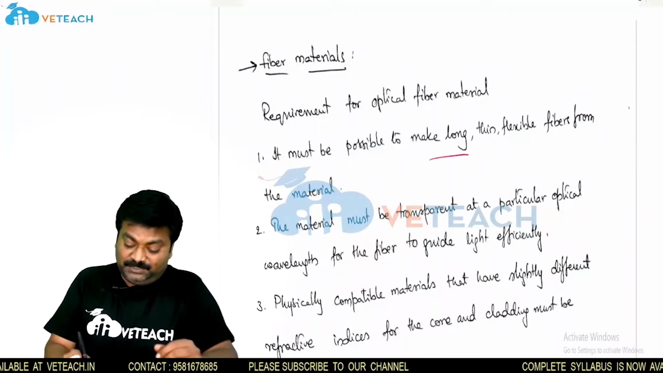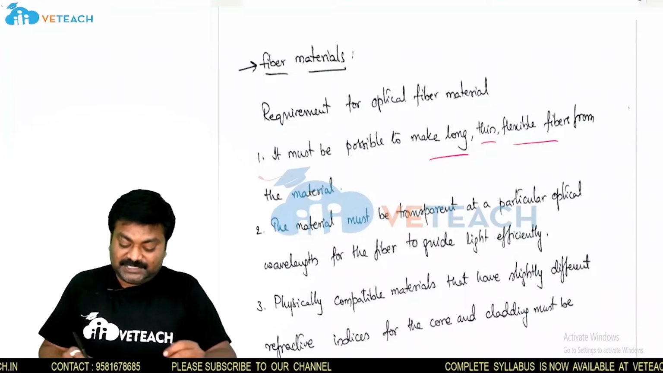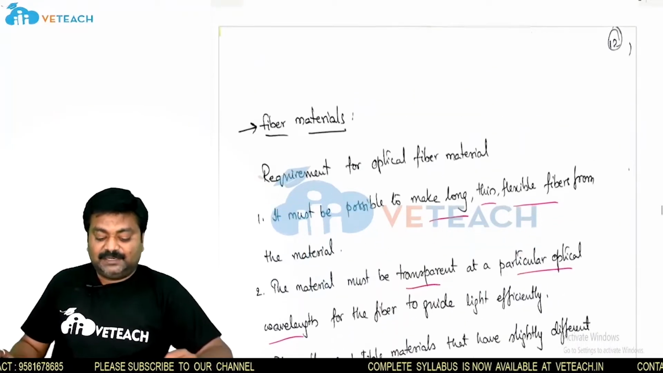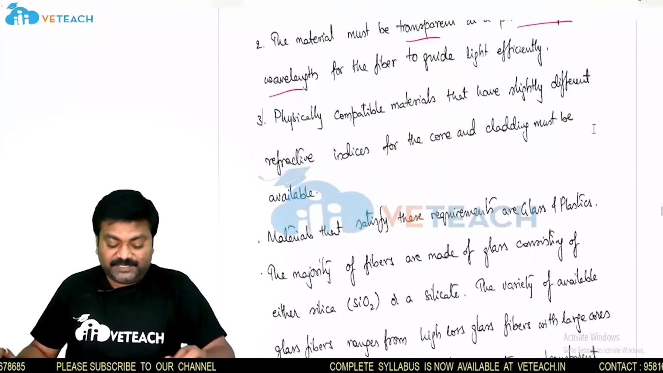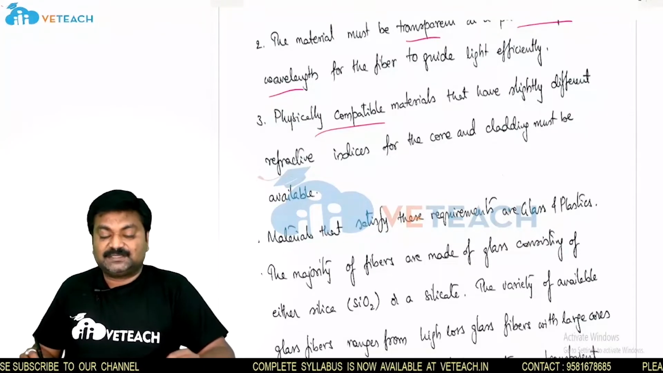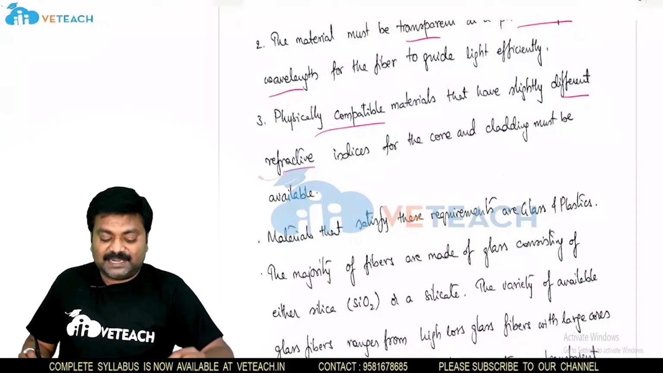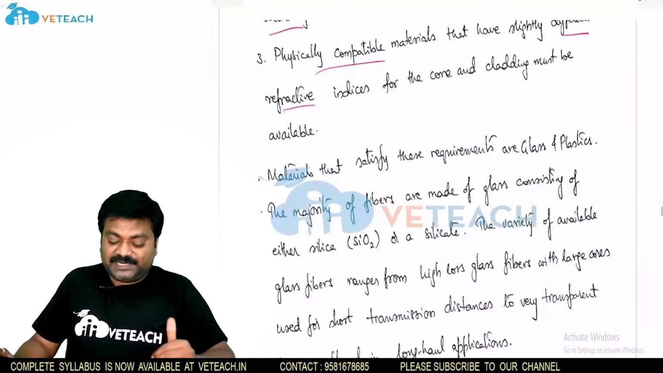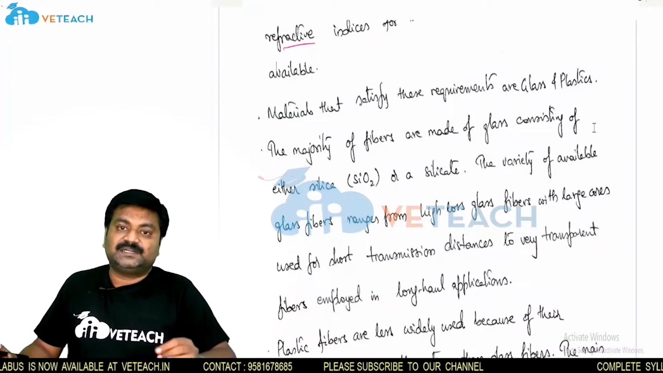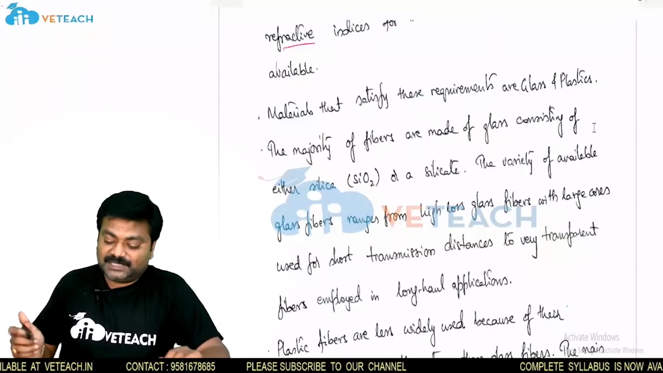They must be possible to make long, thin, flexible fibers. The second one, they must be transparent at a particular optical wavelength to guide the light effectively. And the third requirement is that they are physically compatible materials that have slightly different refractive indexes for core and cladding. With all these requirements to be satisfied, the materials that are considered are glass and plastic. The majority of the fibers are made of glass itself.